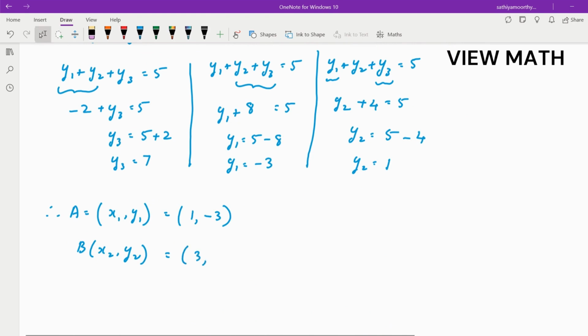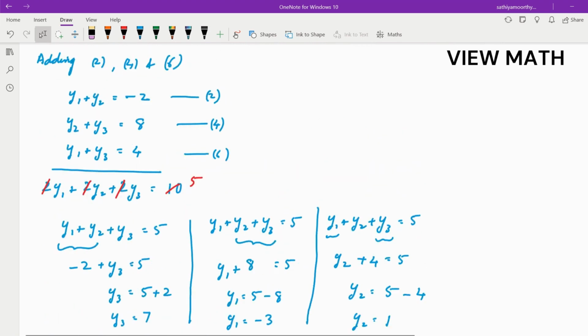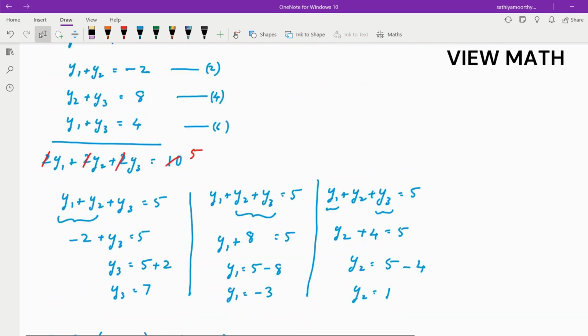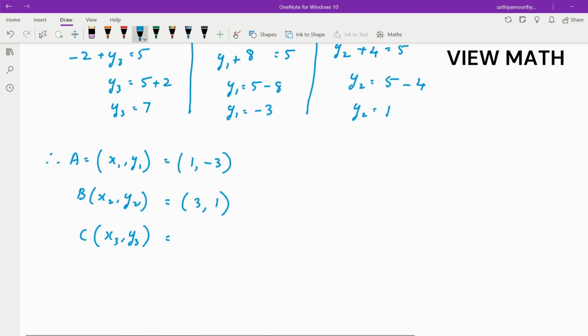x2 is 3 and y2 is 1. We have found out. Next, the C coordinate, x3 comma y3. x3 is minus 5. Let me substitute it. Minus 5 comma y3 is 7. So we have found out all the three coordinates.